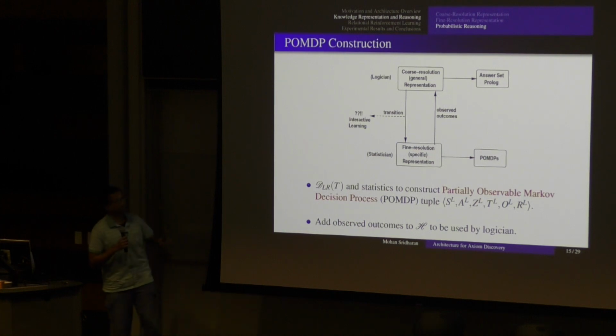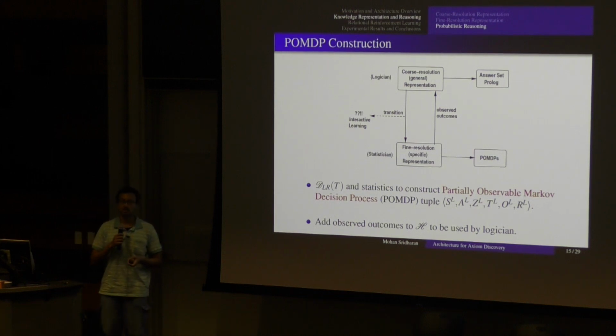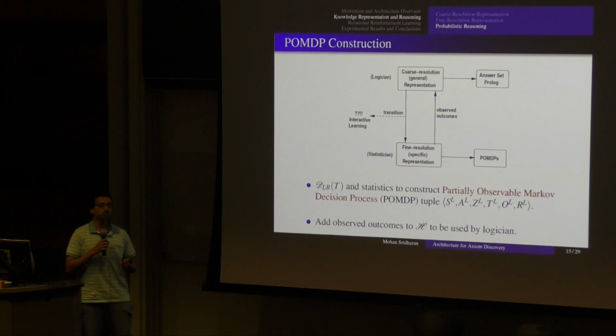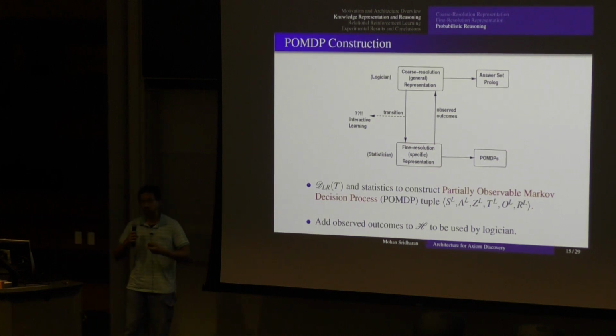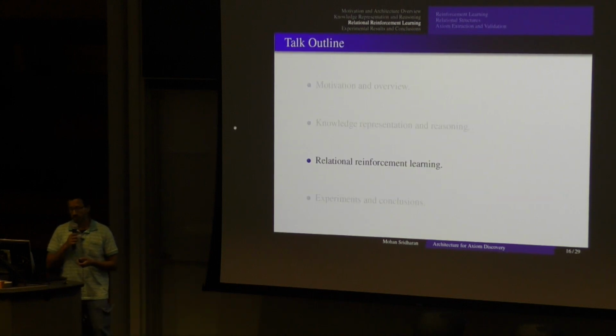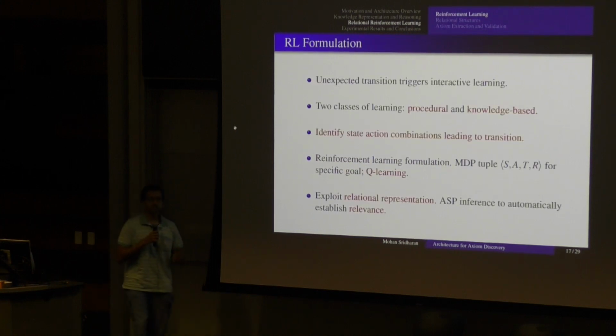But hey, what about these question marks and exclamation points? There are going to be transitions that are unexpected because your knowledge is incomplete. And when this happens, the robot in our case interprets this as saying there is something about the world that I do not know, maybe I should try to figure it out. And how do we figure it out? By learning, right? And that brings us to this component, which is the relational reinforcement learning part. And what are we trying to do here? Remember, we are trying to deal with unexpected state transitions which trigger interactive learning.